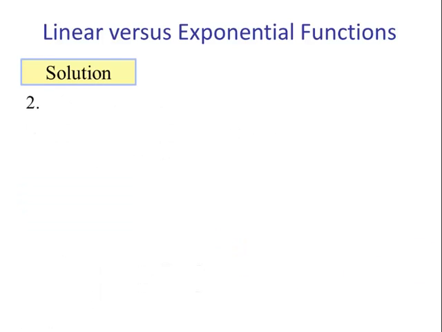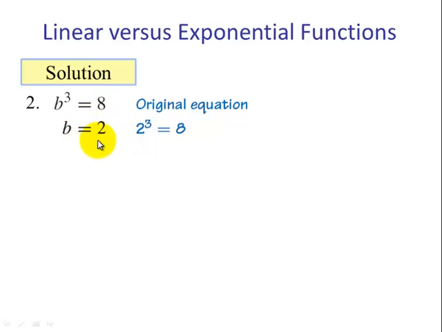Number 2, b to the third power equals 8. What number do I cube to get 8? So if we raise both the left-hand side and the right-hand side to the 1/3 power, 8 to the 1/3 power is 2. And of course 2 cubed is equal to 8. Now -2 is not a solution because -2 times -2 times -2 gives me a -8, not a +8. So this only has one solution.